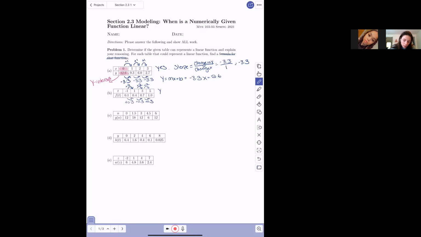So yes, it's linear. Our slope, again, is change in y over change in x. So our slope is our change in y, which is 0.3, over our change in x, which is 2. And if you divide that out, it's 0.15.